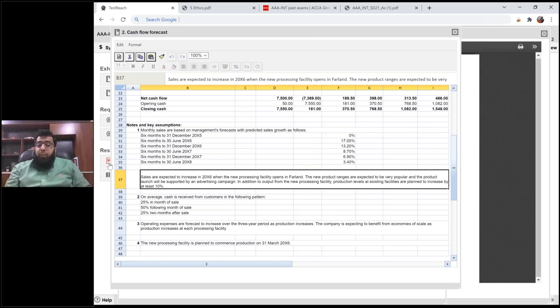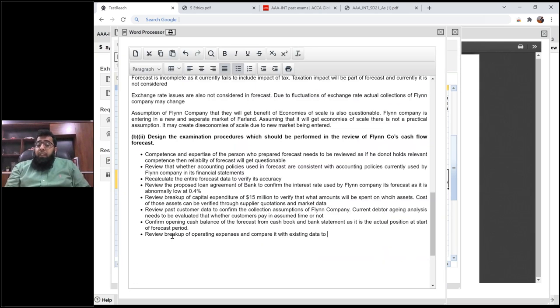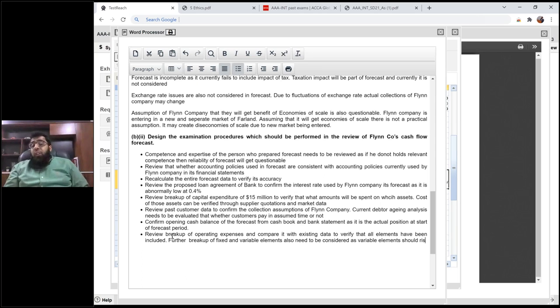Review the breakup of operating expenses and compare it with existing data to verify that all elements have been included. Further breakup of fixed and variable elements also needs to be considered, as variable elements should rise with an increase in sales. Yes, you can write a procedure on tax also, that we will review the tax laws of that country, whether there is a tax exemption or not.